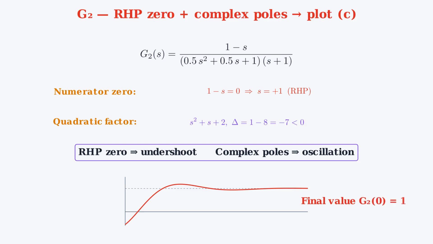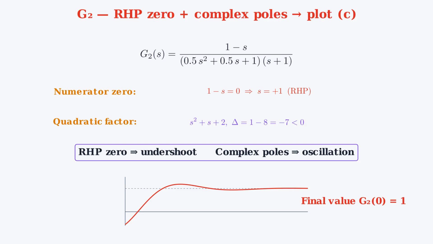Second, the quadratic factor in the denominator, 0.5 s squared plus 0.5 s plus 1. Multiply through by 2 to clear the leading coefficient: s squared plus s plus 2. The discriminant is 1 minus 8, equal to -7. Negative discriminant means complex roots, so this factor contributes a pair of complex conjugate poles. Complex poles mean oscillation. Combine these. g2 has both undershoot and oscillation. The step response should first dip below 0, then climb past the final value and oscillate around it before settling.